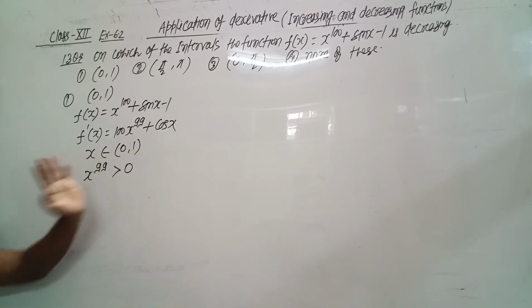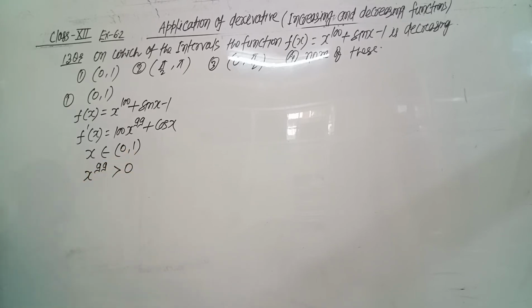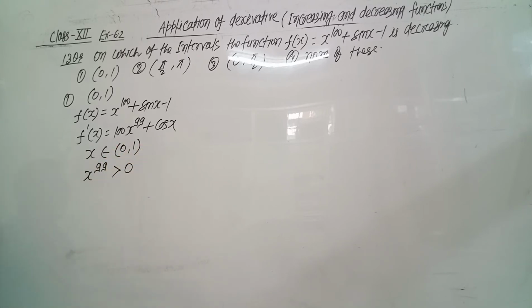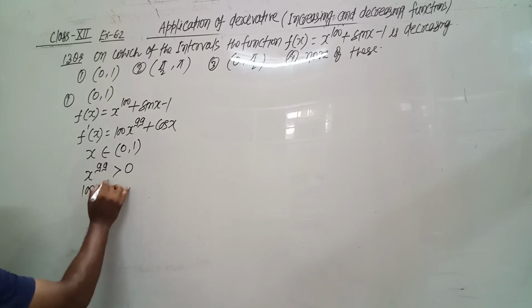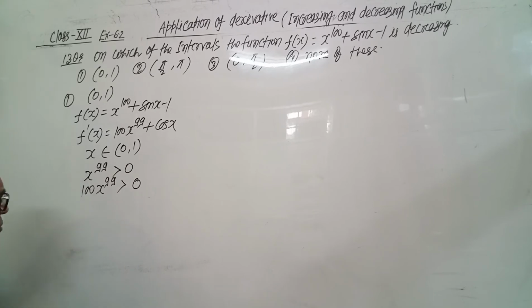X belongs to 0 to 1, and it means greater than 0. We can't take 0, so it is greater than 0. If x is greater than 0, then x raised to the power 99 is also greater than 0. Multiplied by 100 on both sides, 100 into x raised to the power 99 is also greater than 100 into 0, so 100 into x raised to the power 99 is greater than 0.